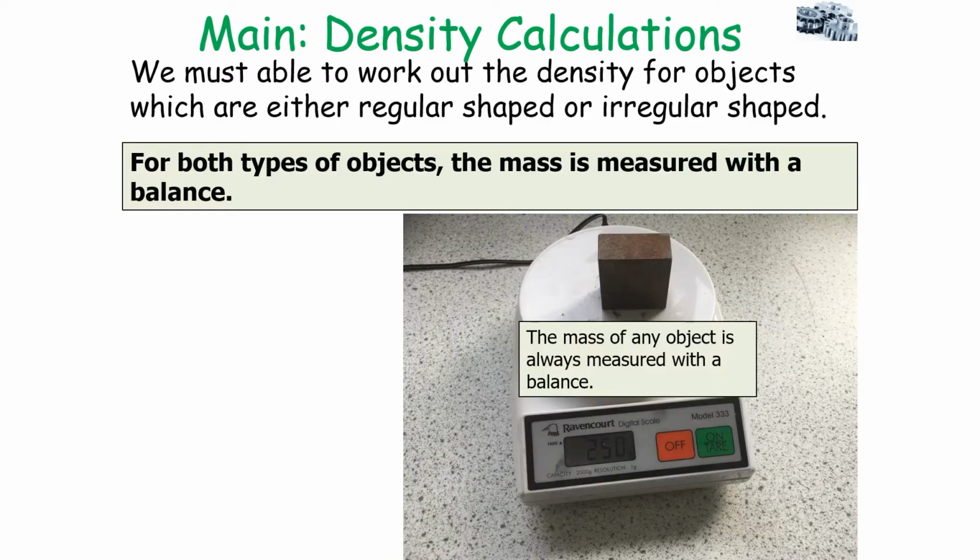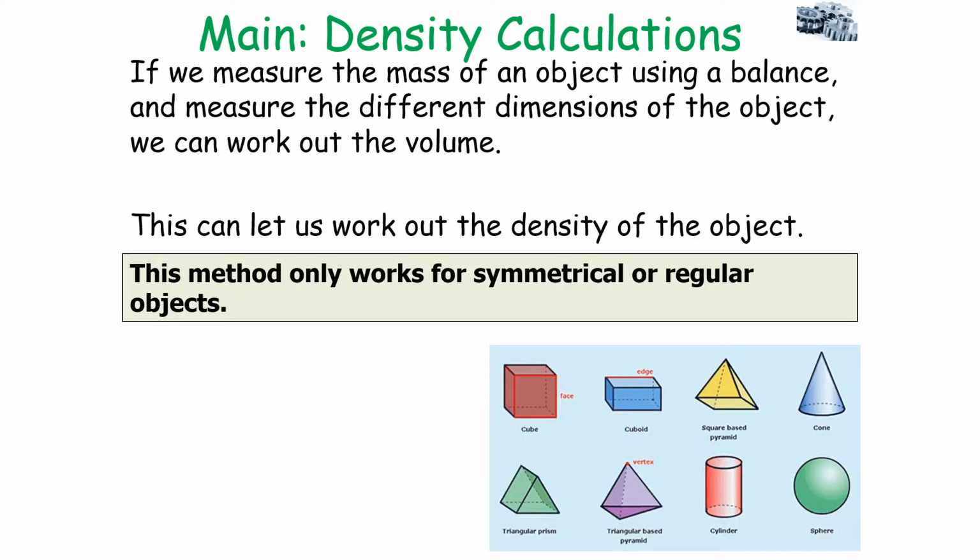Now you've also got to be able to work out the density for objects which are either regular or irregular shaped. Regardless of the shape of the object, the mass of the object is measured with a balance. We can then work out the density of a symmetrical object by considering the shape it is in.